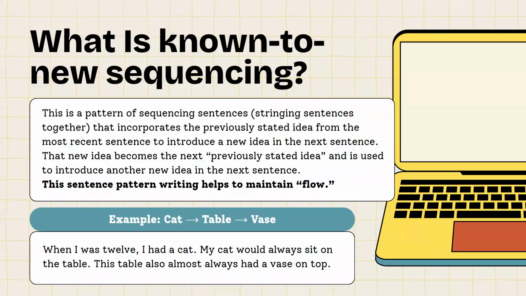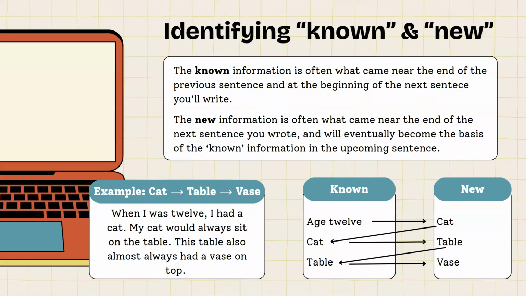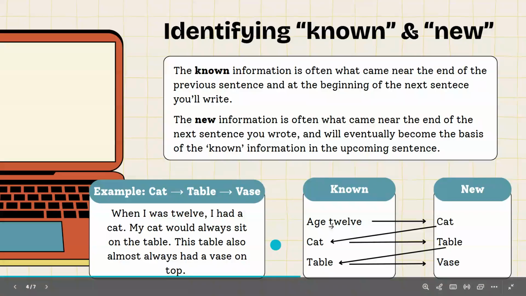Now, we could continue this and we could think about what this cat is probably going to do with this vase. But this is the process of known to new sequencing. In its extremely simple form, it can sound repetitive. But once you practice it, you'll learn how to level up your language and use synonyms to avoid too much repetition. So let's take a look at a strung together sequence of how it's really working.